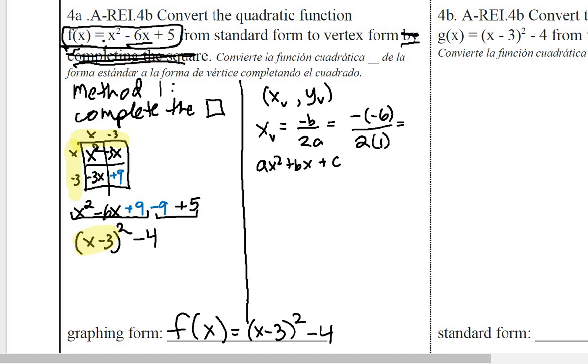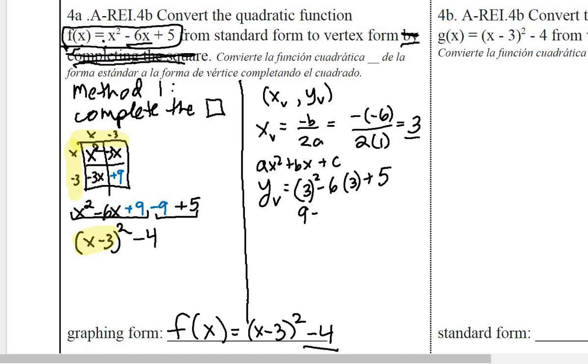This is 6 divided by 2, which is 3. That is the x component of the vertex. To find the y component of the vertex, I simply plug 3 in for x into my equation. So that gets me 3 squared minus 6 times 3 plus 5. Now, I predict that if you throw that into your calculator, you get minus 4, but let's just confirm it.